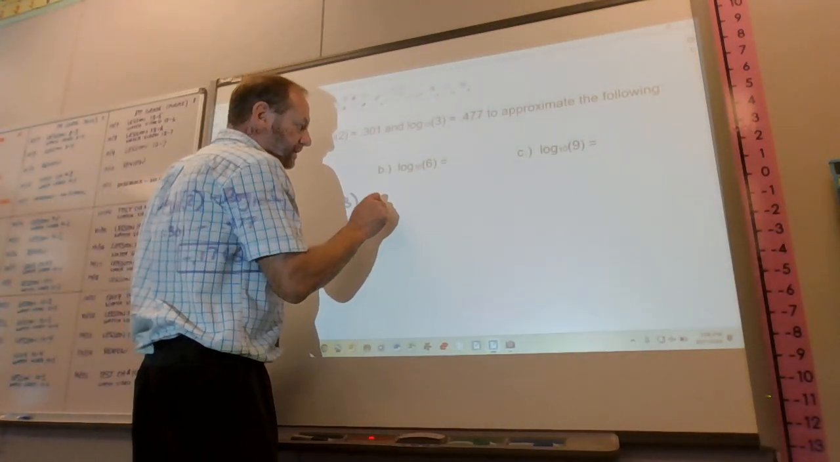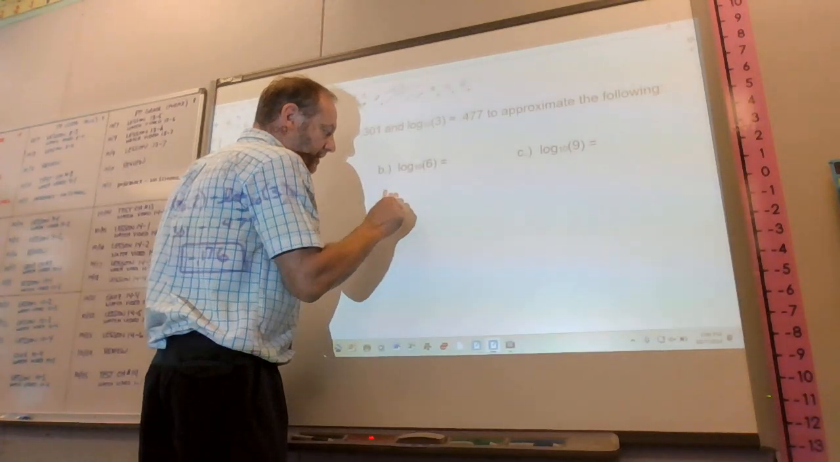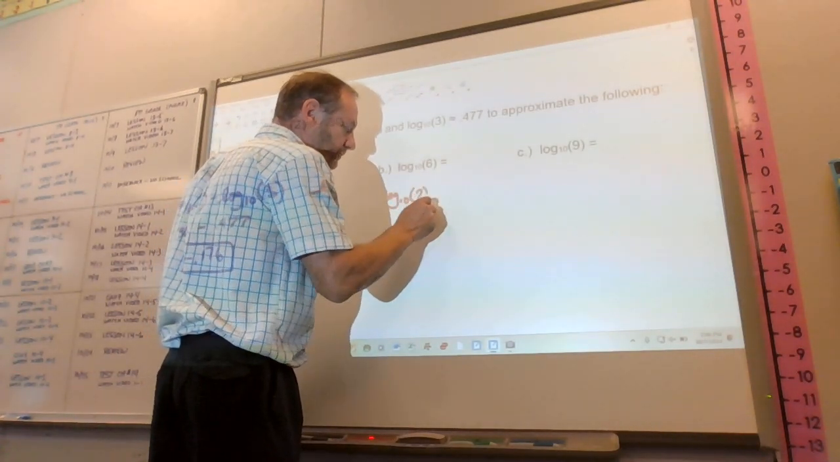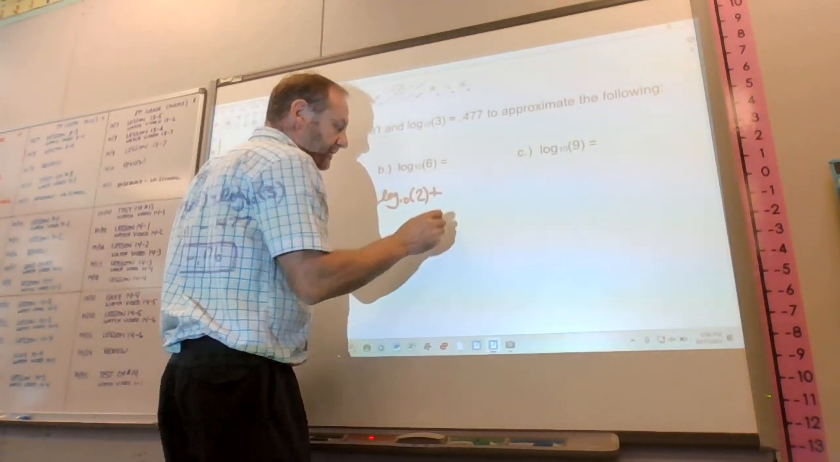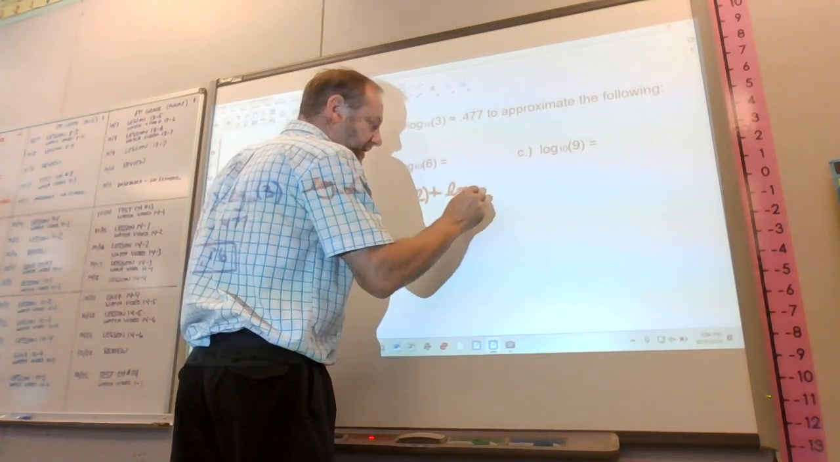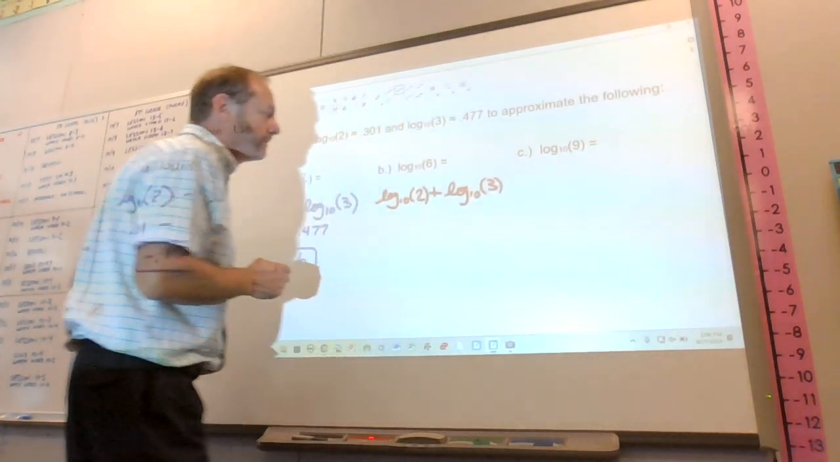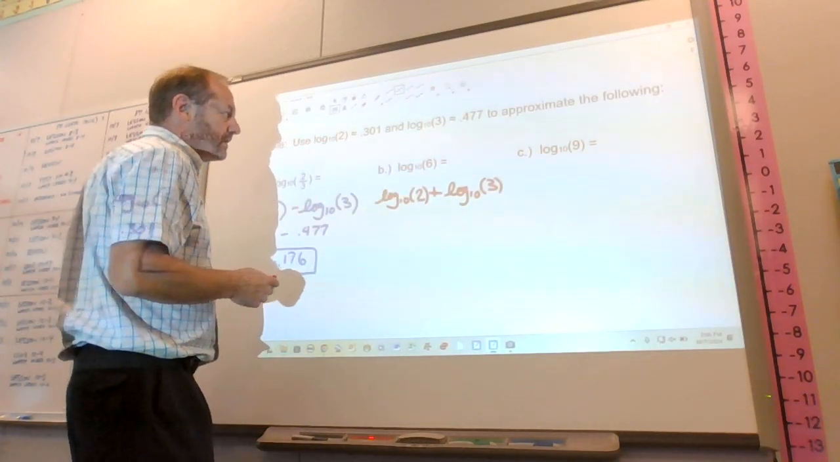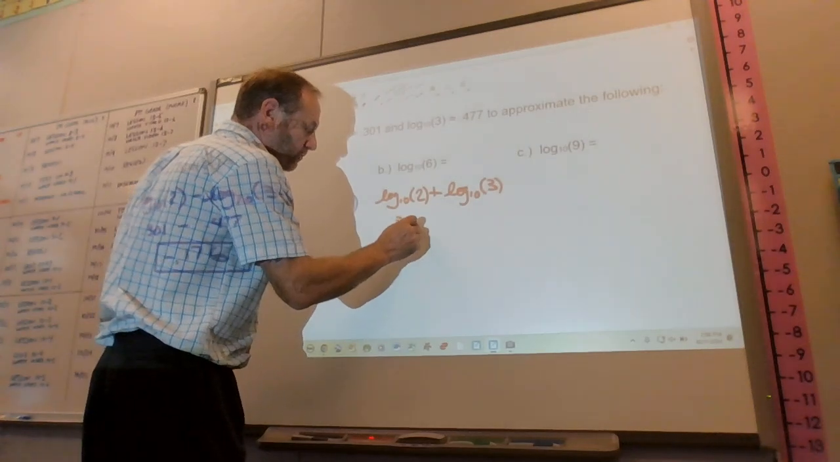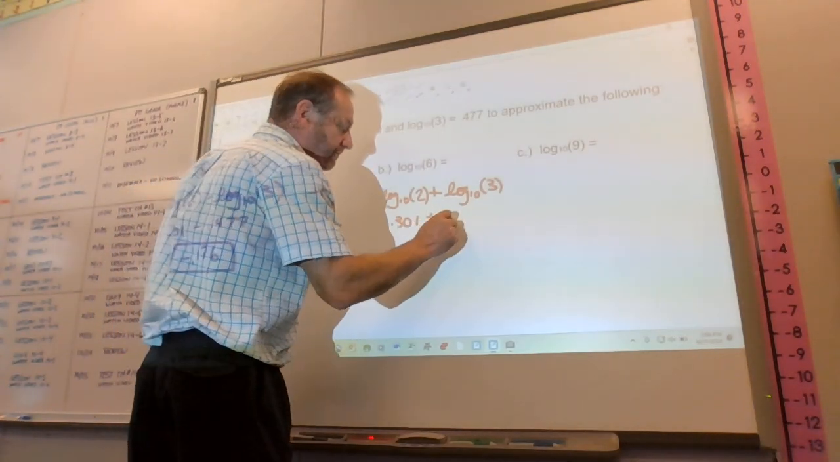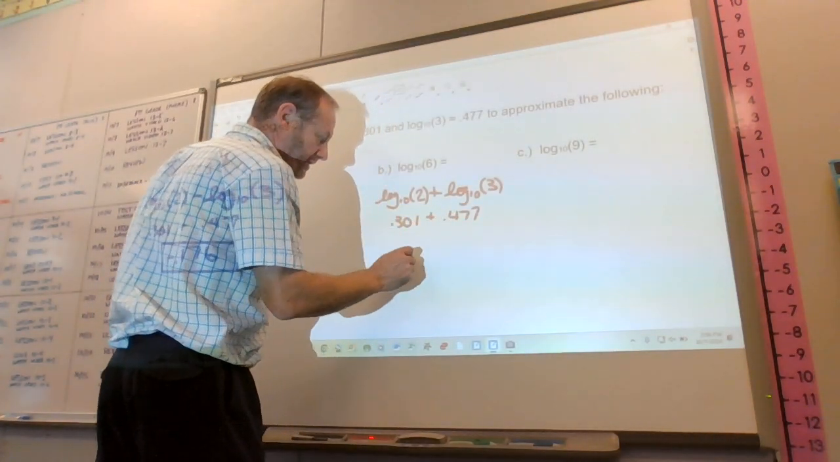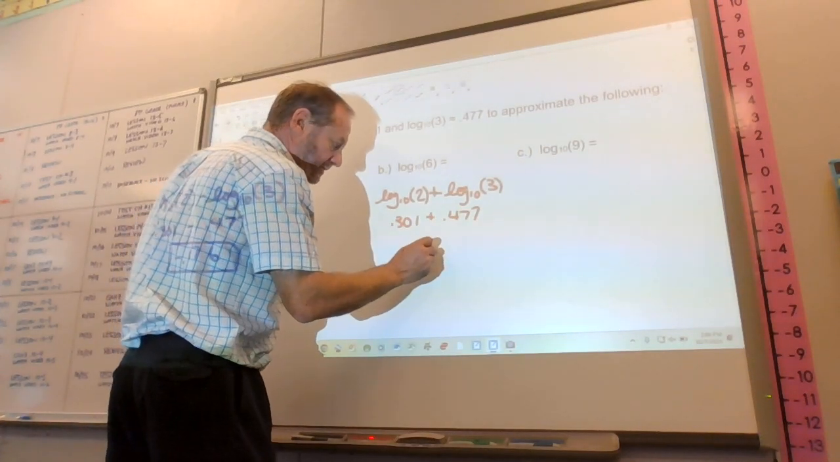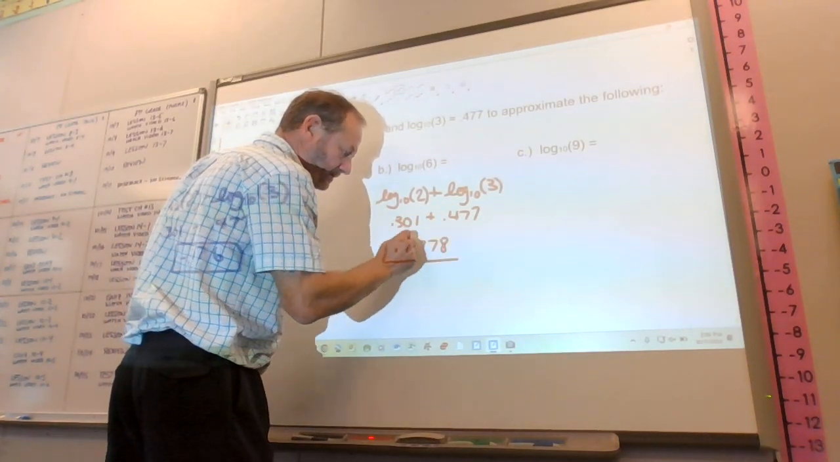This one here would be the log base 10 of 2 plus the log base 10 of 3, because 2 times 3 is 6. And so this would be 0.301 plus 0.477. That's going to equal 0.778.